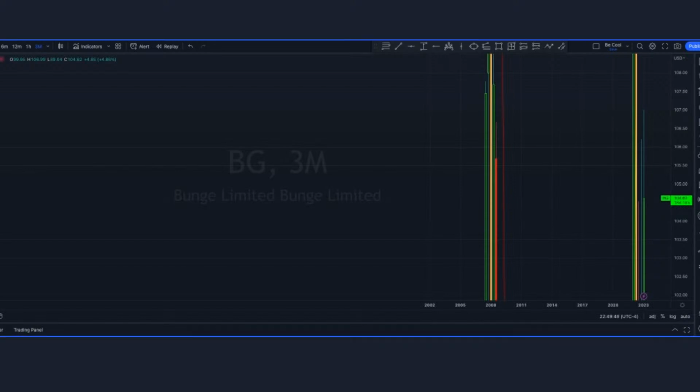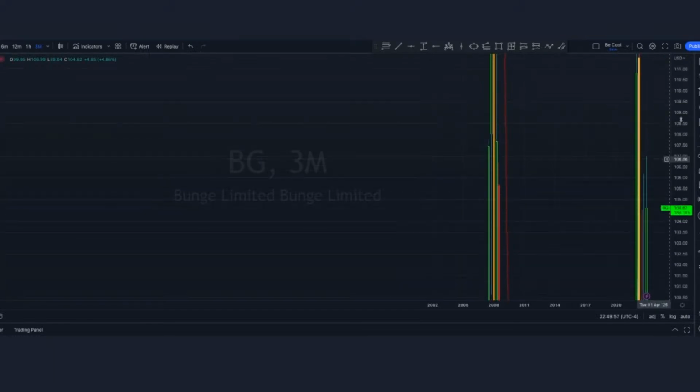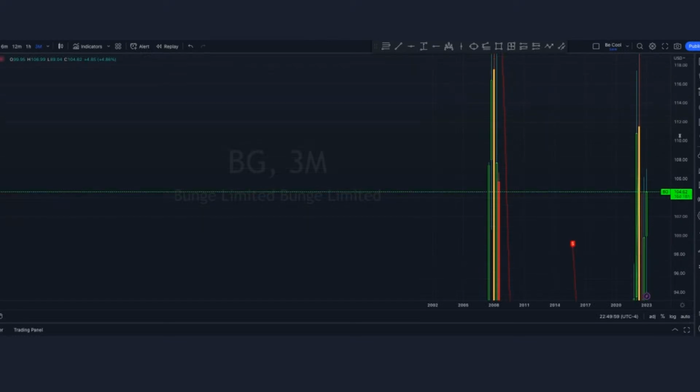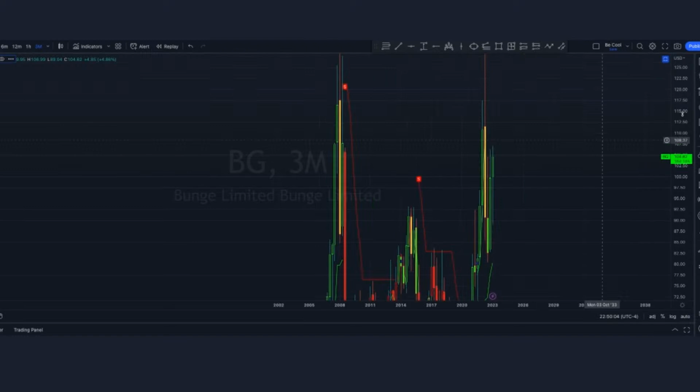Bada bing. All right, cool. Right off the bat, we got this BG. I'll show you how to do this little quick support and resistance, and then we're gonna go into supply and demand zones so you can understand how to get your targets.